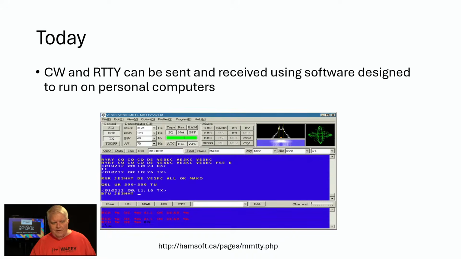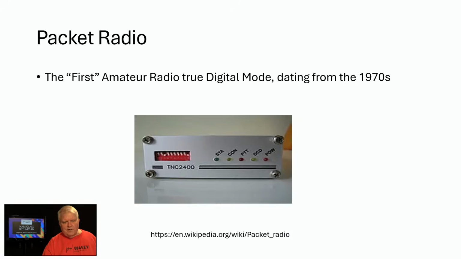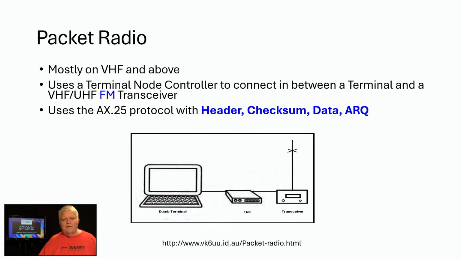I consider probably the first digital mode really to be the packet radio that we talked about before. The timing was such that telecommunications connections to bulletin board systems was going on, and we were using ham radio to get the same effect. And packet radio was mostly on VHF and above. It used that box in the middle called a terminal node controller to connect between a terminal or computer. And it used a networking protocol called AX25.